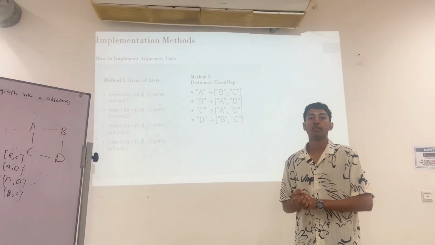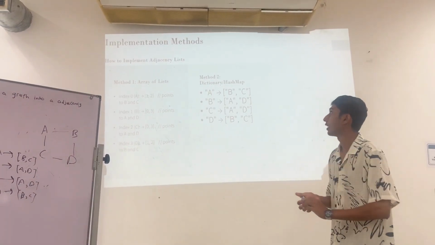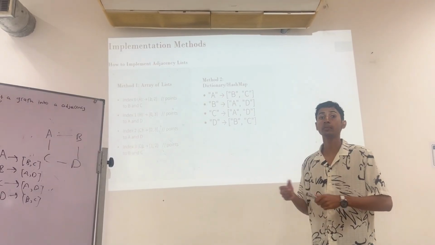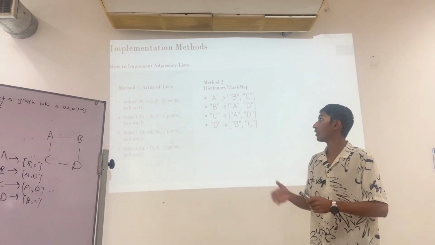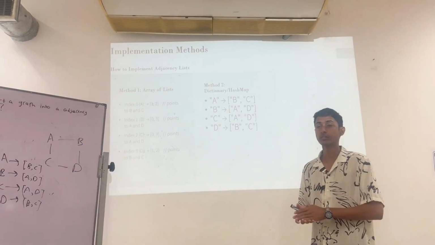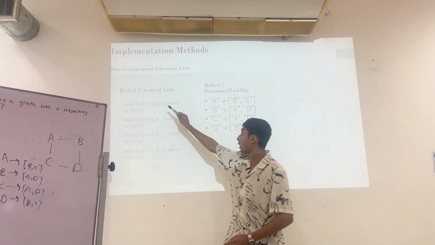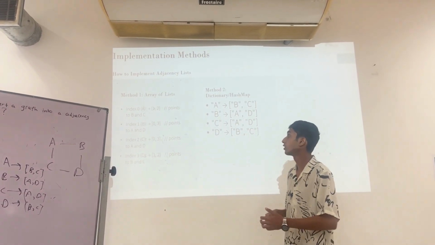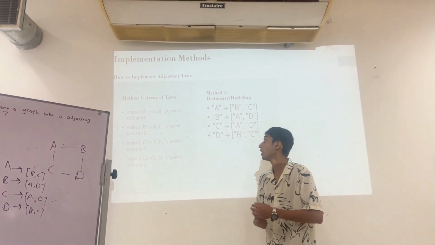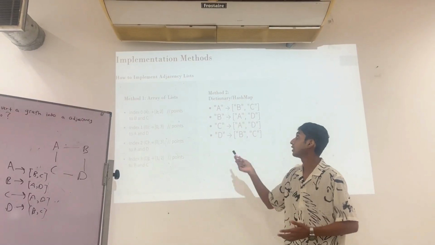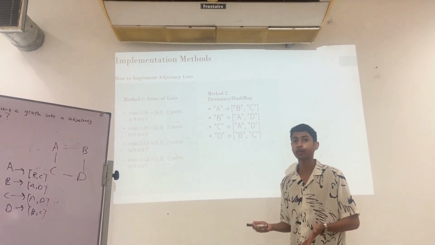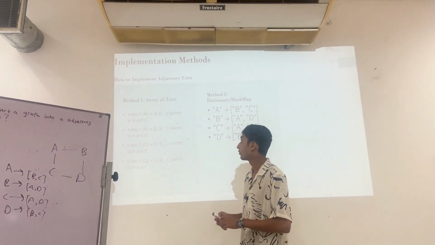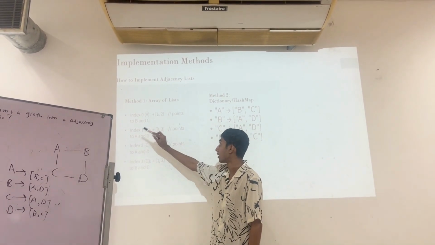Now that we understand the adjacency list, we will understand how we are going to implement this adjacency list in real programming. We have two methods. Method 1 is an array of lists and method 2 is a dictionary, or using hash maps. First we will understand how, using an array of lists, we create an adjacency list and implement it in programming. For that, for every vertex we put indexes.